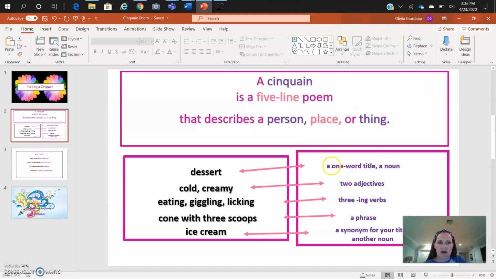So at the top you have a 1-word title, which is a noun. So you can see here that dessert is what the title of this poem is going to be. 2 adjectives, which are describing words, describing this noun, cold and creamy. 3 verbs ending in ing, so eating, giggling, licking. And then a phrase that describes dessert, cone with 3 scoops. And then a synonym for your title, which is another noun, which would be ice cream. So that one was one.